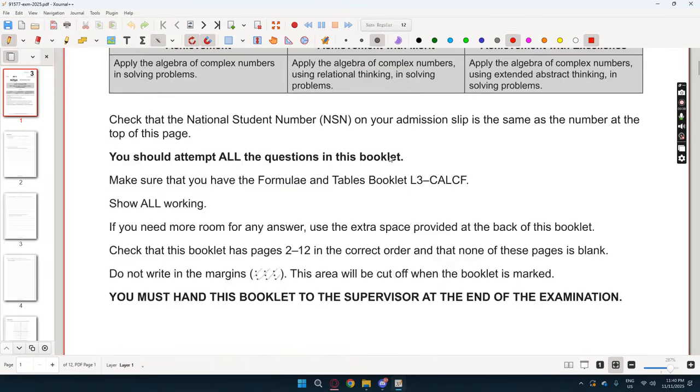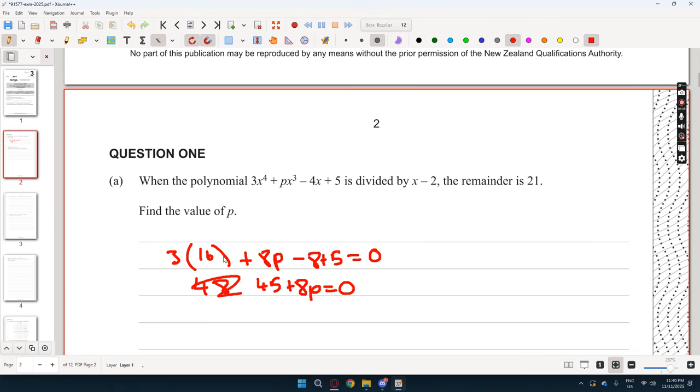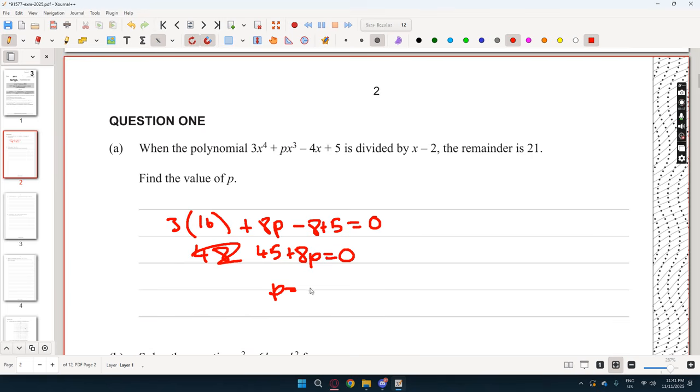Apologies if this walkthrough is not overly helpful, but we are going for a speed run. This is divided by 2, the remainder is 21, so that means that 3 times 2 to the power of 4 is 16, plus, and we're going with no calculator as well, plus 8p minus 8 plus 5 has to equal 0. 2 times 16, that's 32. 48 minus 8, that's 40 plus 5, so 45 plus 8p equals 0. Do I buy that? Yeah. So p equals 45 on negative 8.